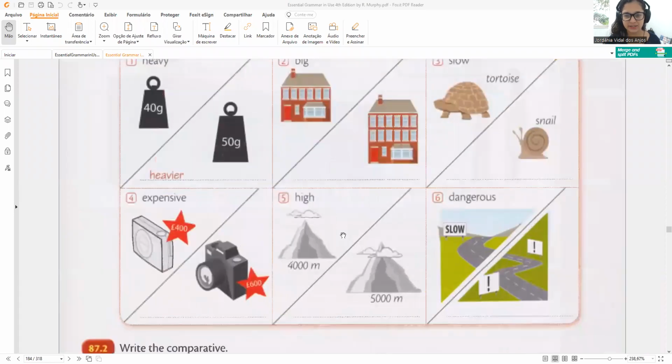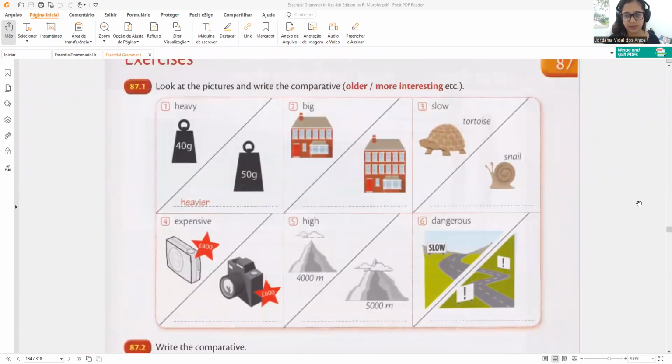There are some exercises here. If you want to pause the video and do the exercises, it's good. Okay, so pause the video and answer the exercise. Ok? Sabe todas as respostas? Vamos ver. Heavy, heavier. Pesado, mais pesado. Big, bigger. Slow. Very good. Slower. Expensive. More expensive. Very good. High. Alto, né? Higher. Dangerous. More dangerous. Okay?